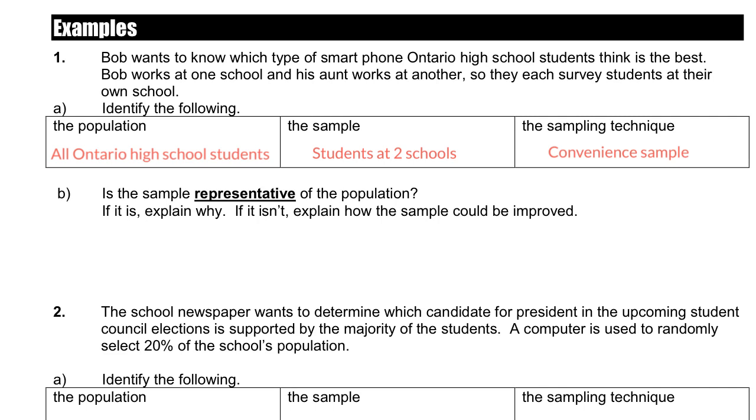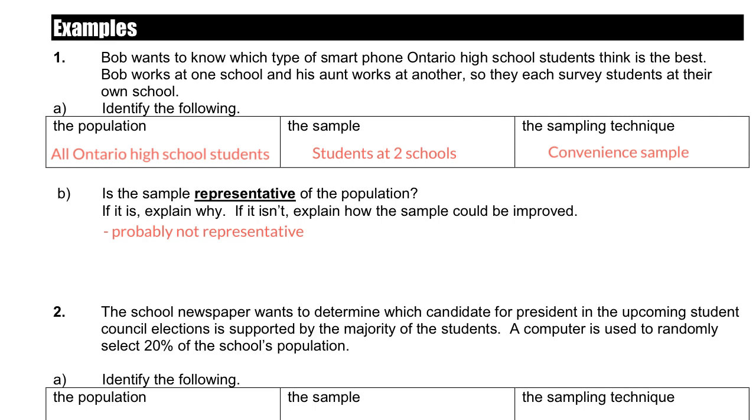So you need to make sure that there's a good mix of students to represent the whole population. So I'm going to say this is probably not representative of the population. How could the sample be improved though? Well, you want to make sure you have a large sample and a random sample, and that each part of the sample represents the total population.